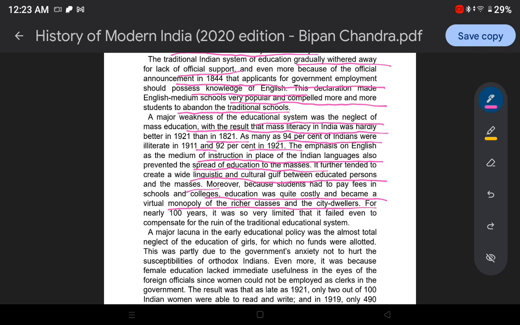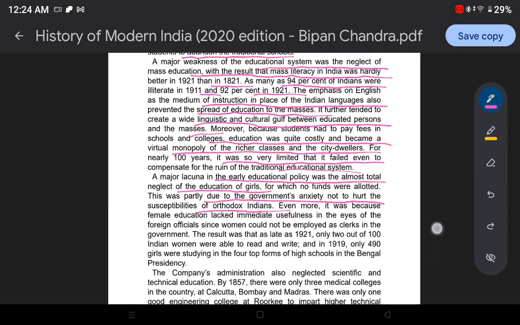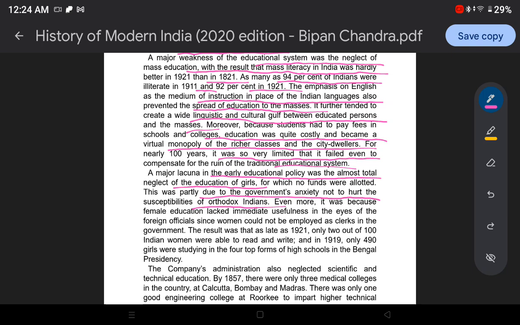For nearly 100 years, it was so very limited that it failed even to compensate for the ruin of the traditional educational system. A major lacuna in the educational policy was the almost total neglect of the education of girls, for which no funds were allotted. This was partly due to the government's anxiety not to hurt the susceptibilities of orthodox Indians. Even more, it was because female education lacked immediate usefulness in the eyes of the foreign officials, since women could not be employed as clerks in the government.